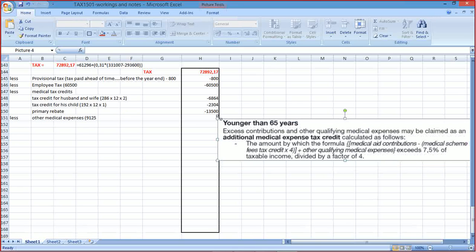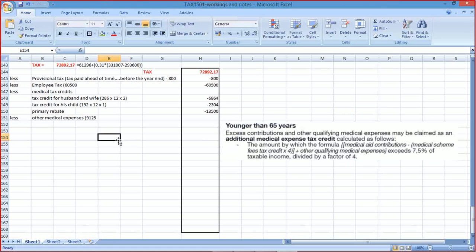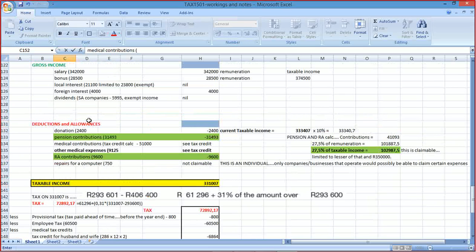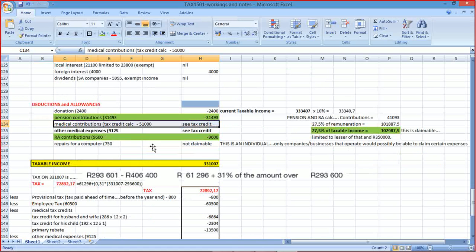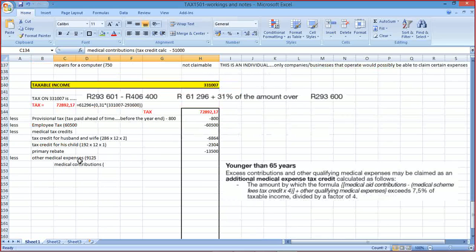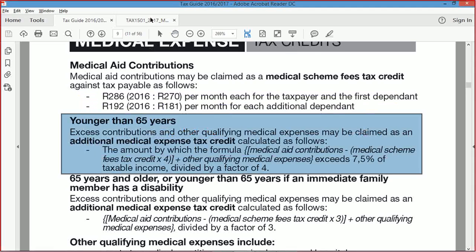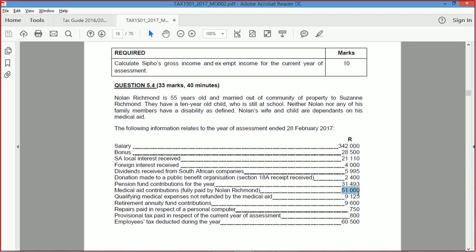The legislation says excess contributions and other qualifying medical expenses can be claimed. So we need to first work out what the medical contributions were. They told us that in the question: 51,000. Just checking the question. Was the medical contributions 51,000? Yes, 51,000.